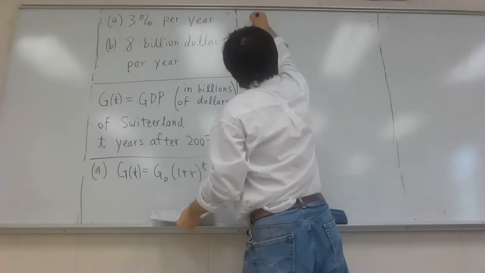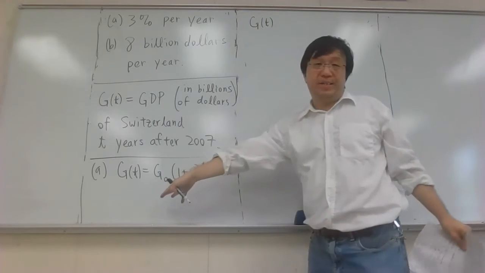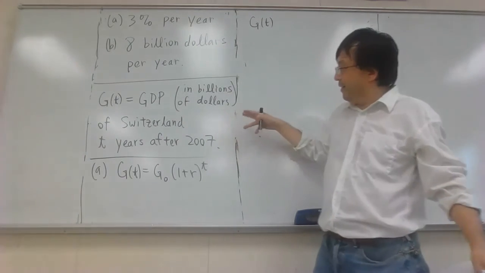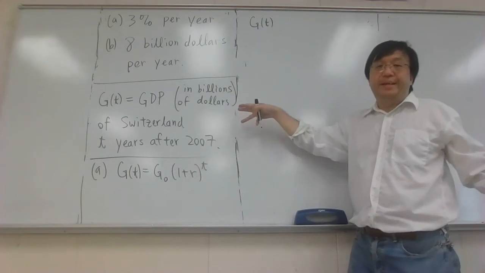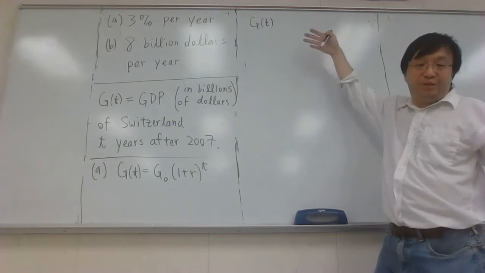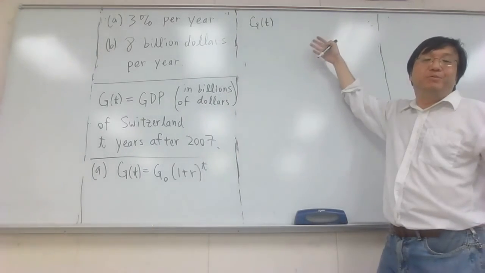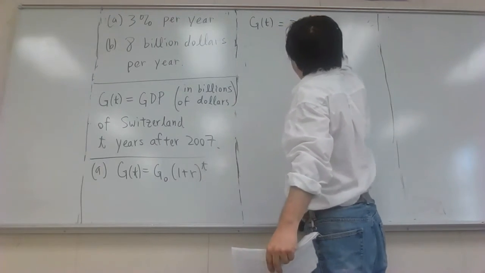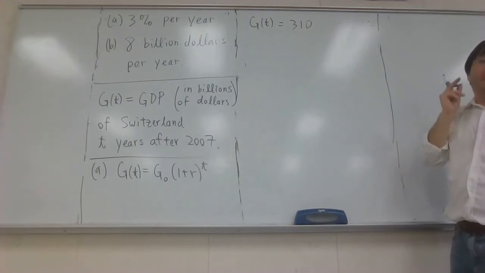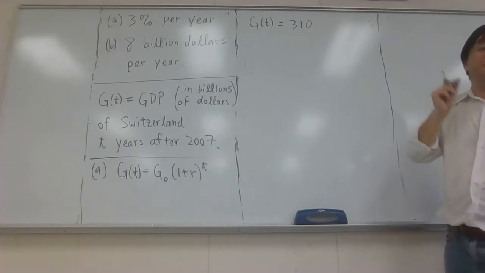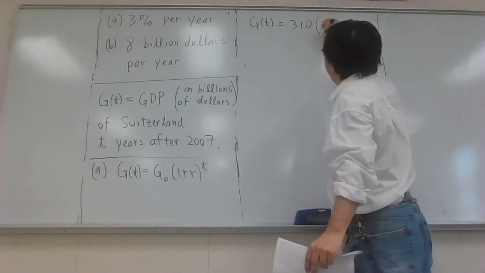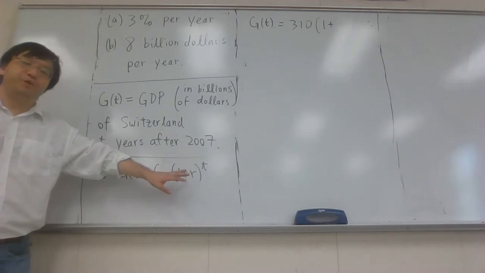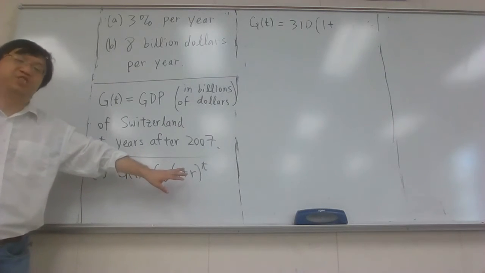G naught is the initial quantity. And remember, t equals 0 is 2007 AD, because it's t years after 2007. We knew that in 2007, the GDP of Switzerland was $310 billion. But the units is in billions of dollars, so G naught is 310. And then what's r? r is the decimal representation of the percentage change per unit time.